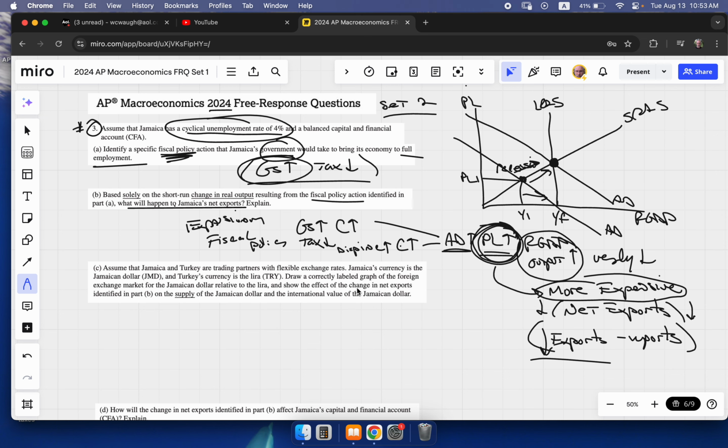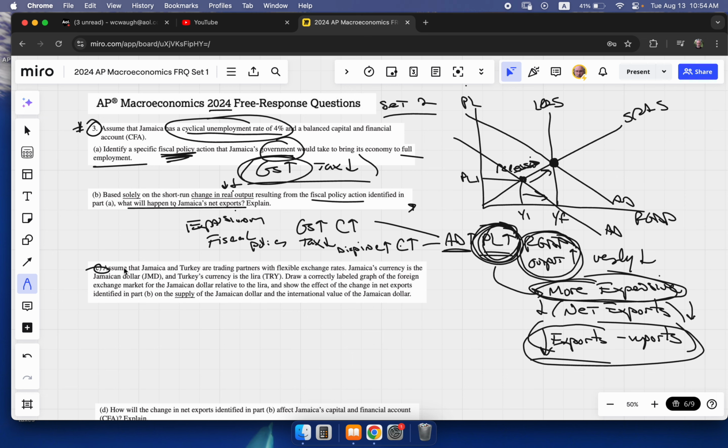Easy enough. And I would just use this whole sort of understanding. I started with real GDP because that's where they want you to start. As real GDP and output goes up, that's going to drive up the price level. That makes all goods and services in Jamaica more expensive. As goods and services are more expensive relative to other countries, people are going to buy less Jamaican goods. Therefore, Jamaican exports go down, net exports go down. That's a little wordy, but I would want to have all of that in there to make sure that I'm giving them everything they need so that I get all the points.